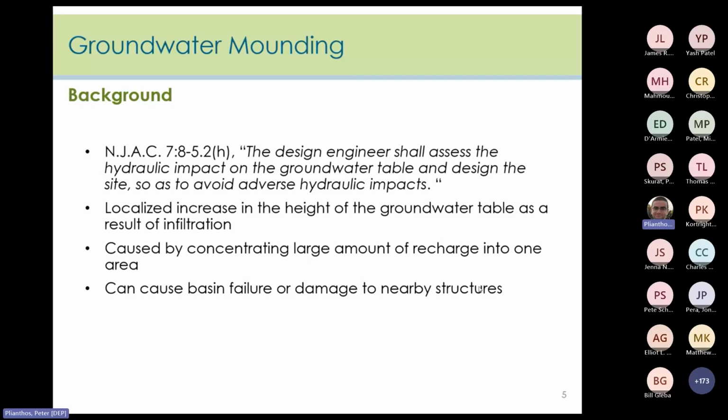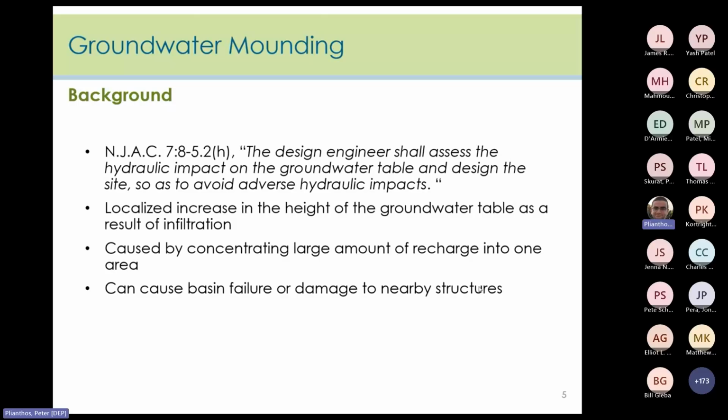This increase slows down the ability of the basin to infiltrate, so we can have problems if this increase is large enough to slow down the rate of infiltration beyond our 72-hour window, or from repeating the slowing down over and over, the basin can experience failure. Additionally, as this mounding spreads out, it can reach adjacent structures such as basements and septic systems.